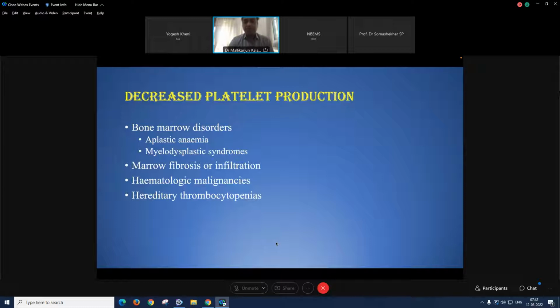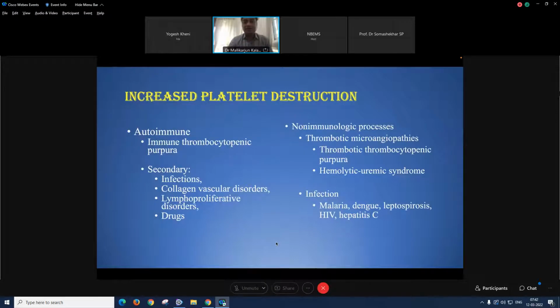Now, decreased platelet production is always secondary to more serious disorders: marrow-failure syndromes like myelodysplastic syndrome, aplastic anemia, myelofibrosis or infiltrative disorders, hematological malignancies, and of course, hereditary thrombocytopenia like Glanzmann's thrombocytopenia, wherein it is not just mild thrombocytopenia, but also platelet function defects, which need to be diagnosed. Now, increased platelet destruction most commonly occurs with autoimmune conditions like ITP, which could be primary or idiopathic, or it can be secondary to any of the connective tissue disorders.